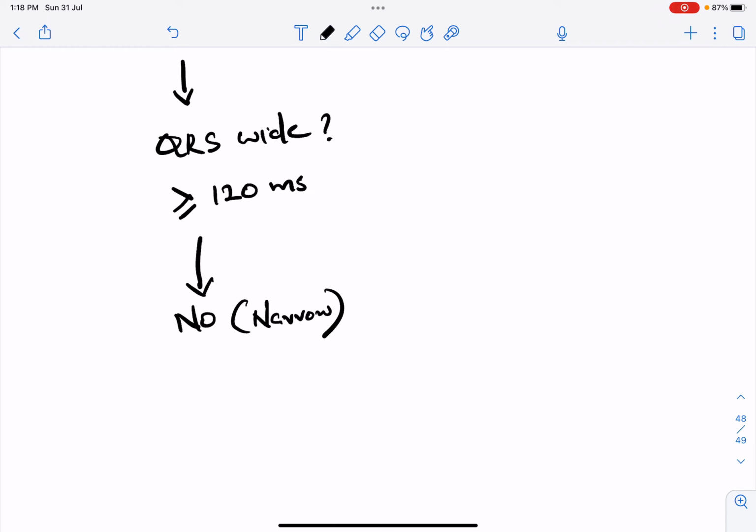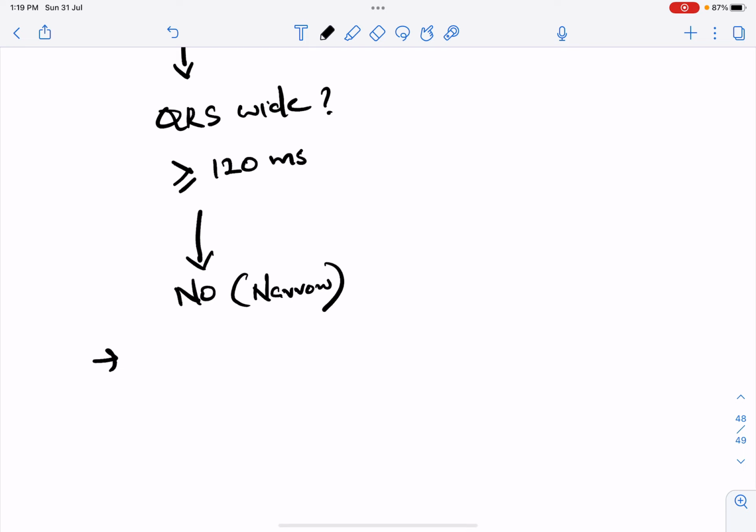Okay, if it is not widened, that is, it is narrow, then the rhythm will be SVT or atrial fibrillation or atrial flutter. Okay, it is a narrow tachyarrhythmia, but the patient is stable. There are no signs of instability. So the first step, if it is a regular narrow tachycardia, if it is regular only, the first step is vagal maneuver because the rhythm is SVT. That is why you have to perform the vagal maneuver if it is regular.